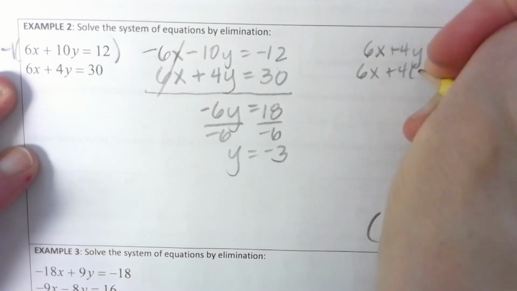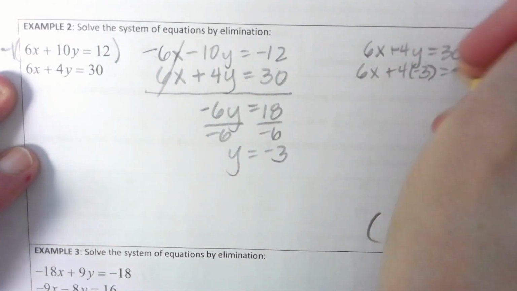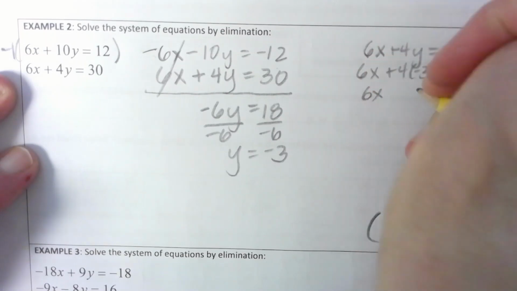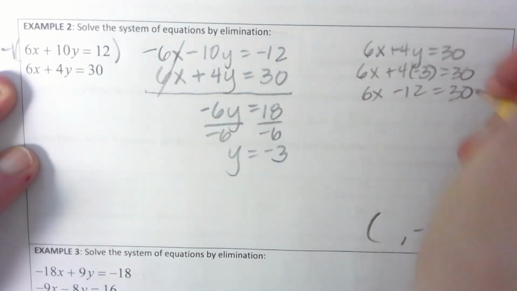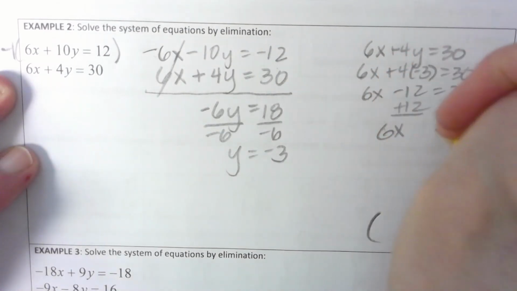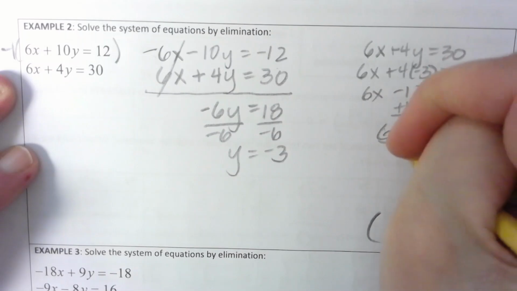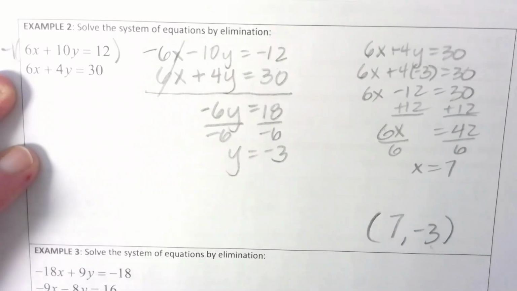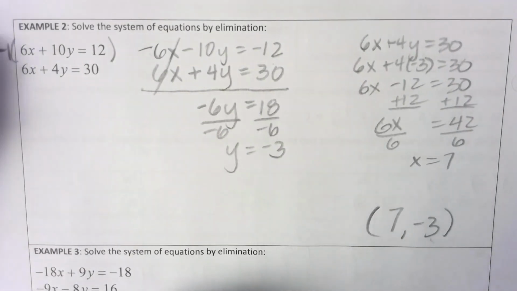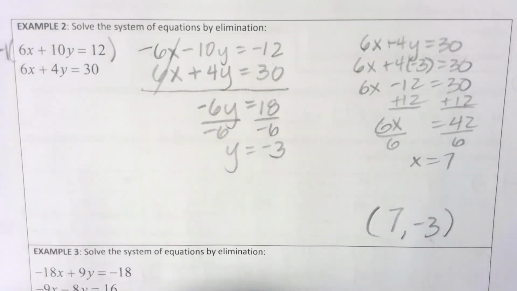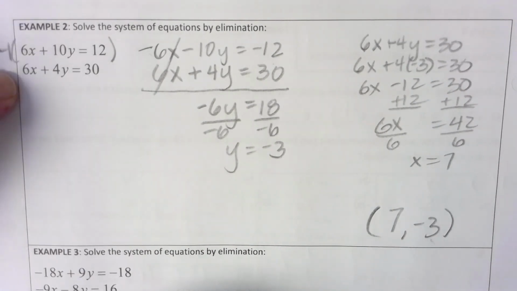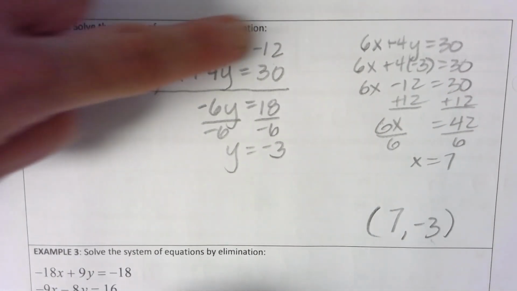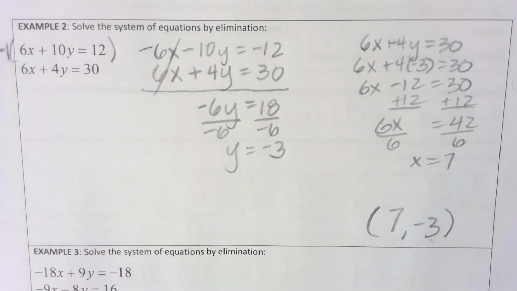6x plus 4 times negative 3 equals 30. 6x minus 12 equals 30. Add 12 to both sides. 6x equals 42. So x is 7. 7, negative 3. And again, you can go to Desmos to check that. Just plug it in. Just type those two equations into Desmos. So you don't even have to type in this one. Just type in the original ones.